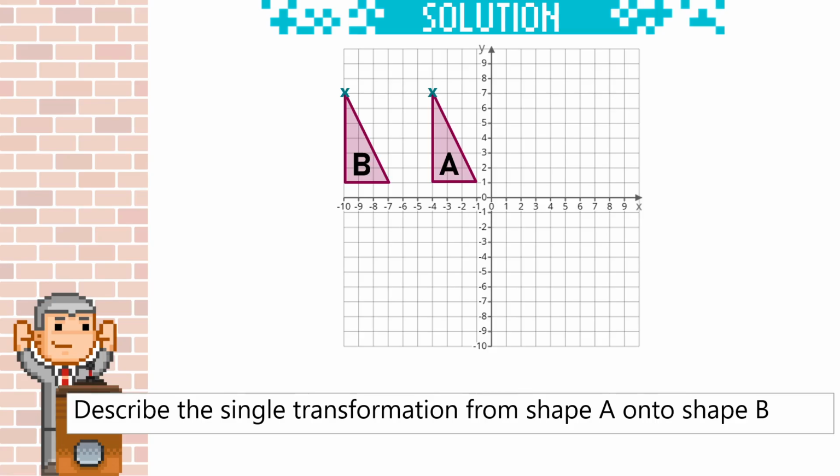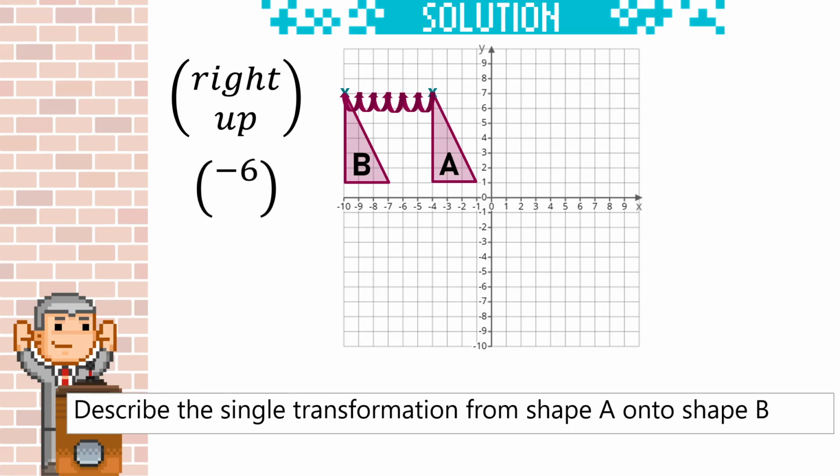So looking at this, we're going to go 1, 2, 3, 4, 5, 6 jumps to the left and no jumps up. Finally, we need to make sure that this is a vector. So we know that vectors have a number at the top which is how far right to go and a number at the bottom showing how far up to go. We've gone minus 6 to the right, or 6 to the left, and 0 squares up. The very final thing we need to do is write this out as a sentence. The single transformation is a translation by vector minus 6, 0.